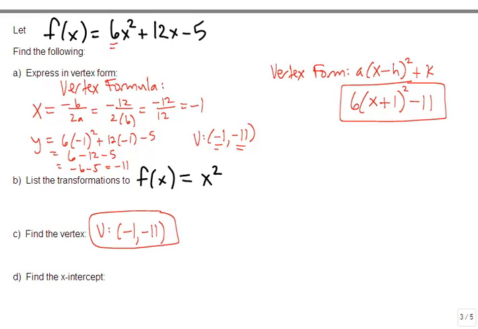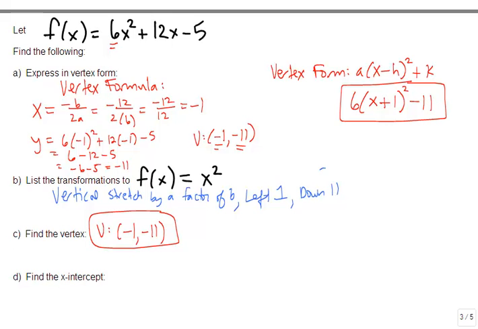Based on that, what are my transformations? Well, the 6 on the outside, because it's on the outside, is a vertical stretch, because it's larger than 1, by a factor of 6. The plus 1 on the inside of the parentheses is a horizontal shift, and because it's plus 1, we actually go left 1. And the minus 11 on the outside is a vertical shift, and it's minus, so we're going to go down 11. Okay, we already got our vertex.